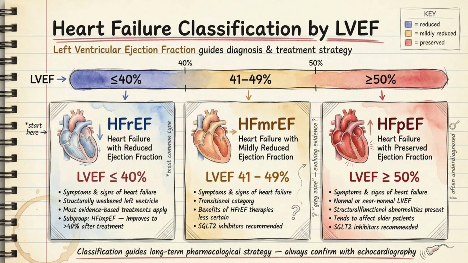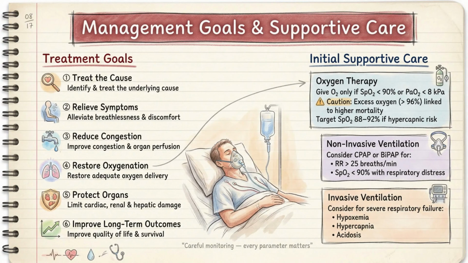Always confirm with echocardiography. Now we get to management, and we begin with goals. 6 of them. 1. Treat the cause. Identify and treat whatever is driving this. 2. Relieve symptoms. Alleviate breathlessness and discomfort. 3. Reduce congestion. Improve organ perfusion. 4. Restore oxygenation. 5. Protect organs. Limit cardiac, renal, and hepatic damage. 6. Improve long-term outcomes, quality of life, and survival.